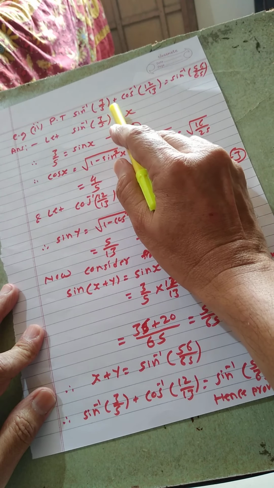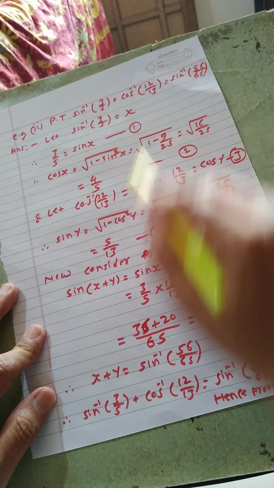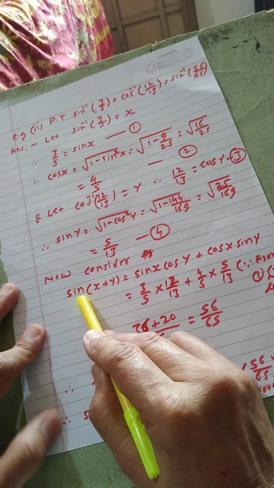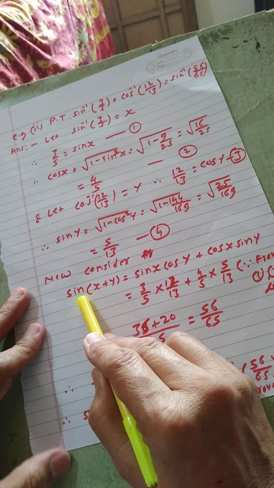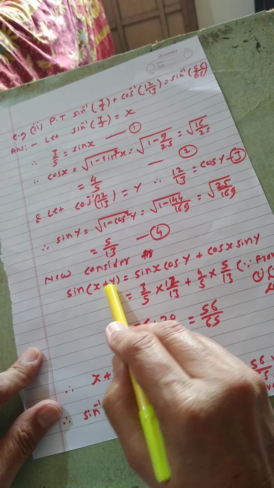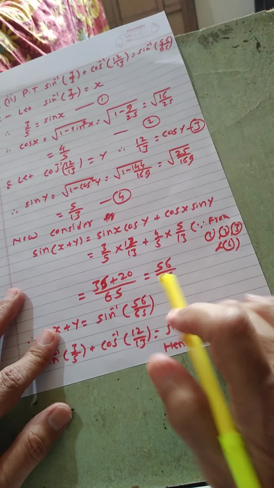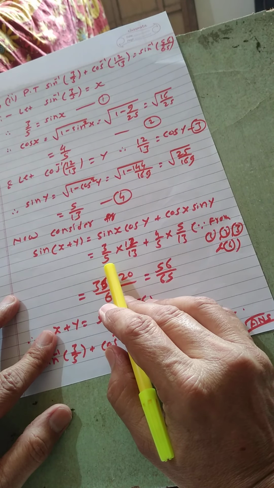If the left hand side has minus, we have to take minus. If the right hand side is cos inverse, we have to consider cos. According to that we have to apply the idea for the LHS. Now sin of x plus y for this problem is sin x cos y plus cos x sin y. Again a basic trigonometric formula. Now put in the values from 1, 2, 3, 4.